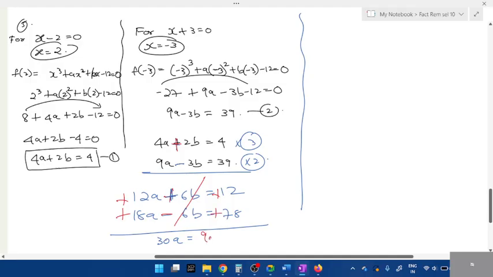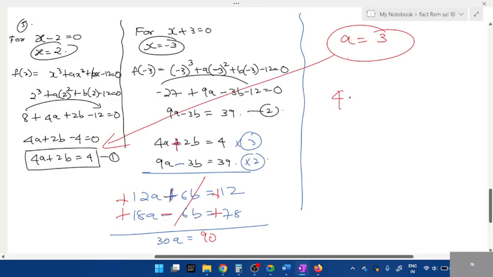What do you get? A is equal to 3. So I'll substitute this in this equation. See, I'm teaching you how to solve. You should write the statement too. You should write: substitute A is equal to 3 in equation 1.